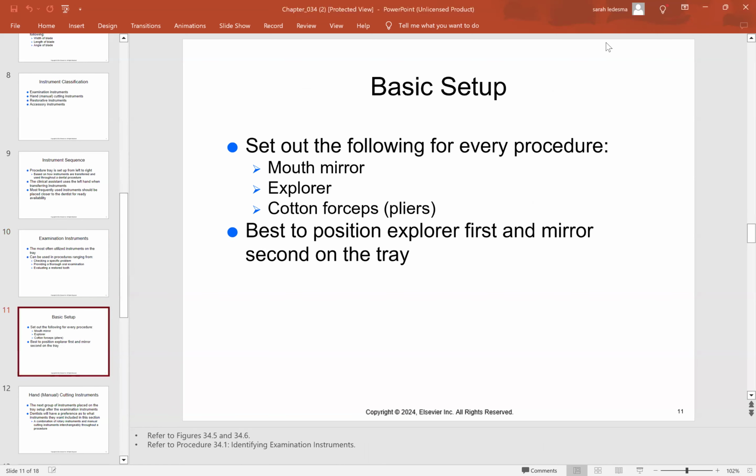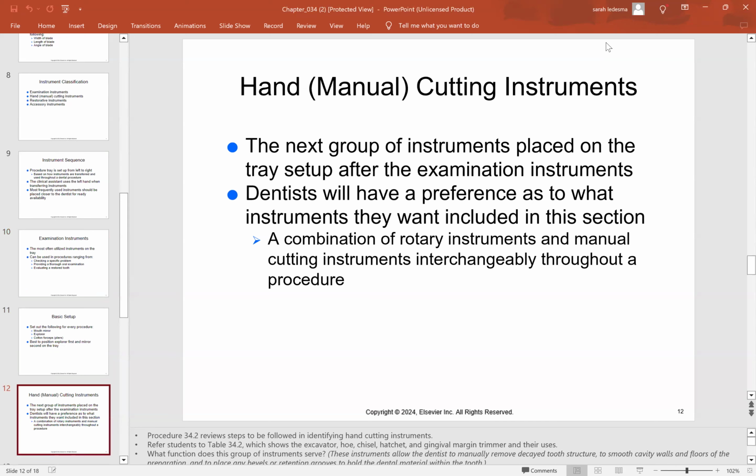Next, we'll talk about the basic setup. For every procedure, we're going to have ready a mouth mirror, explorer, and cotton forceps or pliers. And it's best to position explorer first and mirror second on the tray.